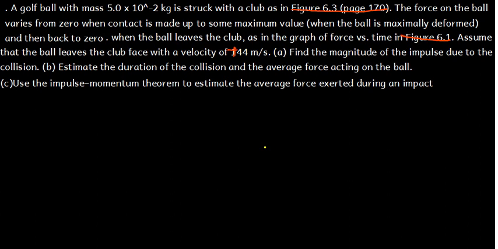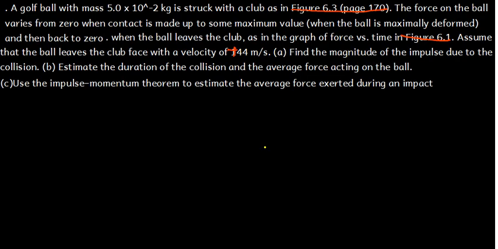Part A: find the magnitude of the impulse due to the collision. Part B: estimate the duration of the collision and the average force acting on the ball. The last part asks us to use the momentum theorem to estimate the average force, which is the same as part B. So we're just talking about the same thing. Now let's start with the first part, which asks us to find the magnitude of the impulse.